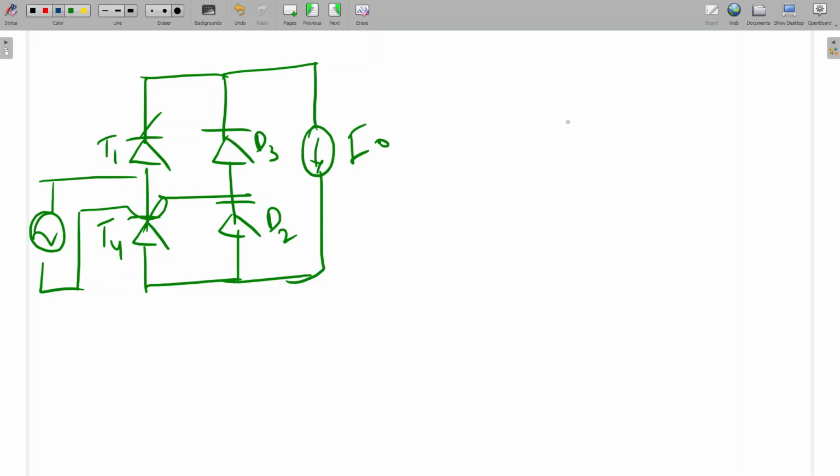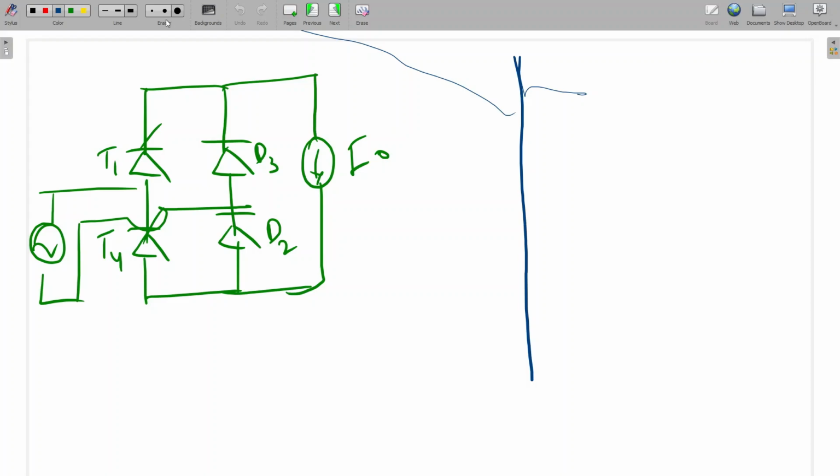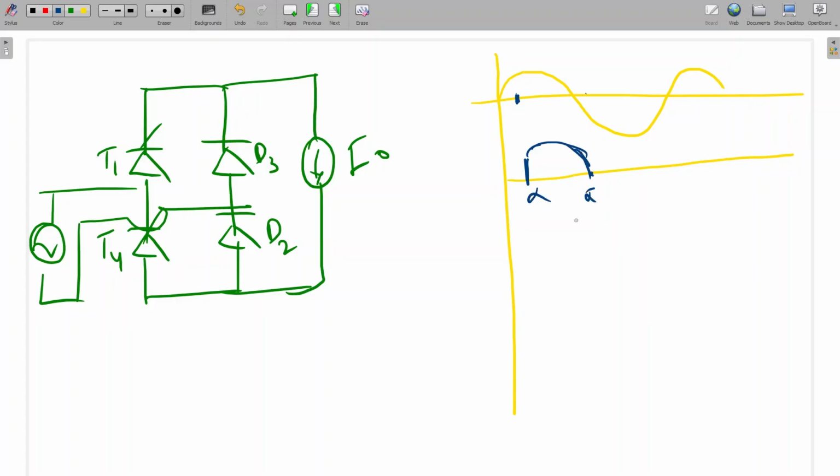So we are firing T1 at alpha, here also the same. This is the source voltage. Again we are firing T1 at alpha. So which will conduct? T1 D2 will conduct. So here to here, T1 D2 will conduct, from alpha to pi.